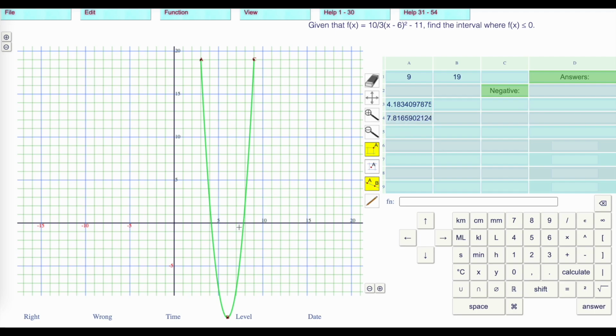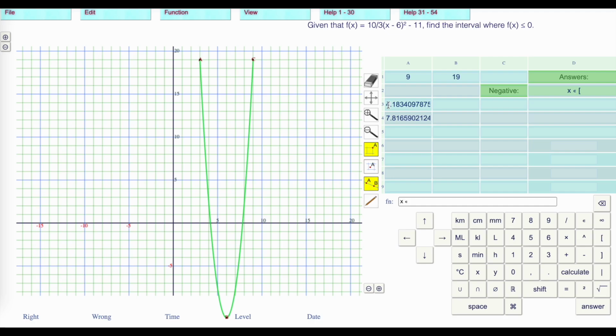And that gives us 7.81659. That also makes sense. When is this negative? Well, it's negative between these two values. When x is a member of, from this number, 4.18341 to 7.81659. Put acceptable brackets on either end, and then we press answer to see if we are right. It's negative from here to here.